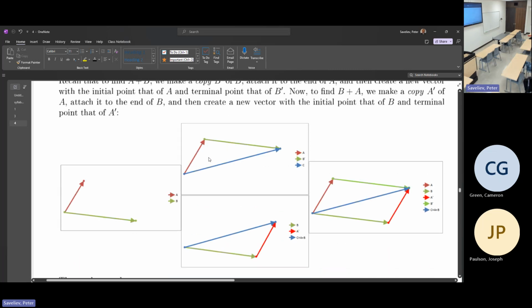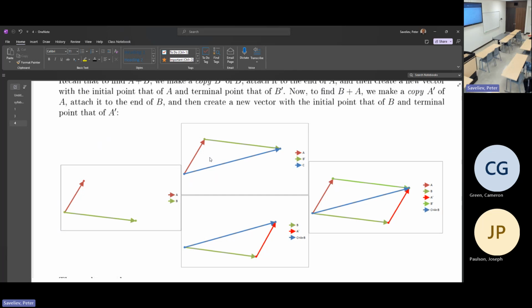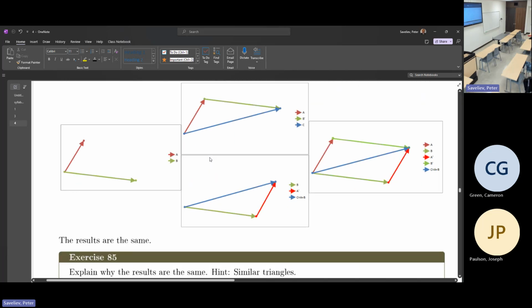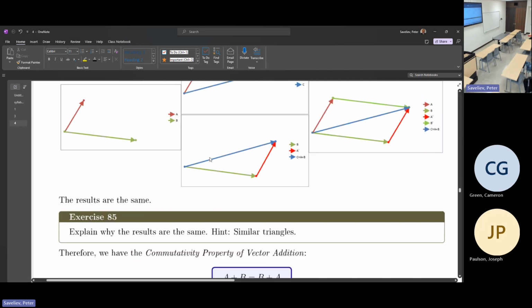This is the illustration in dimension 2. Why it's true: you go left, you go right. Which one? A, then B, or B, then A. It makes no difference. Two different triangles, but the parallelogram produces the same outcome.